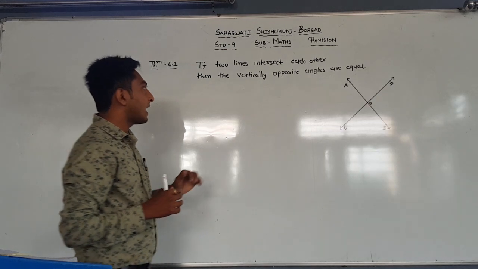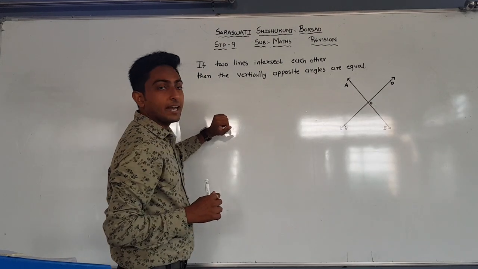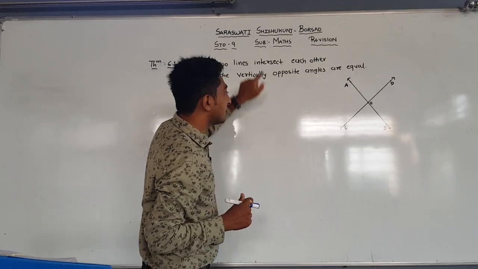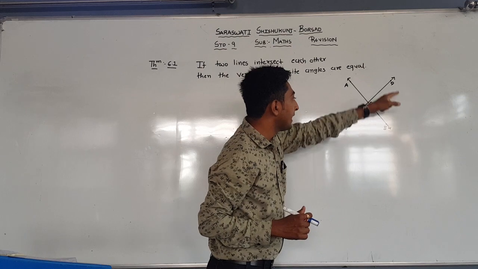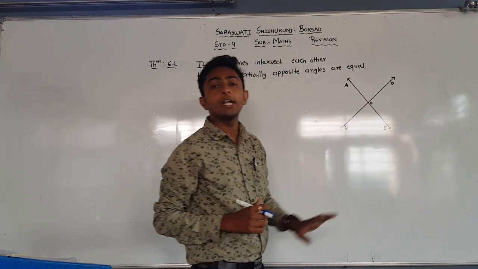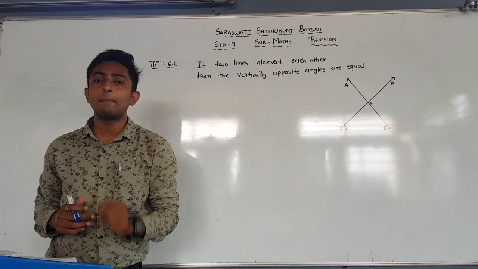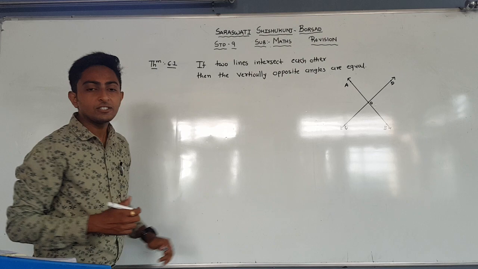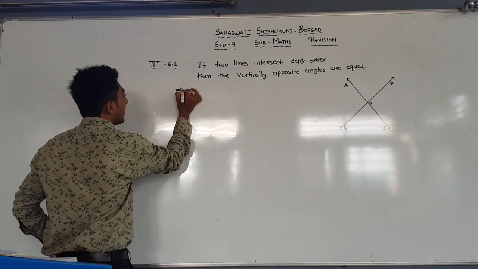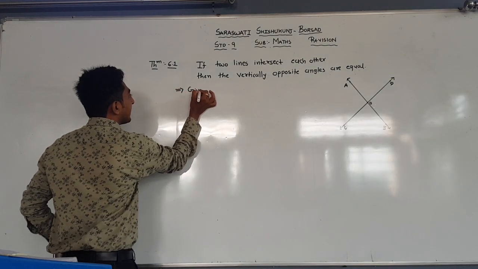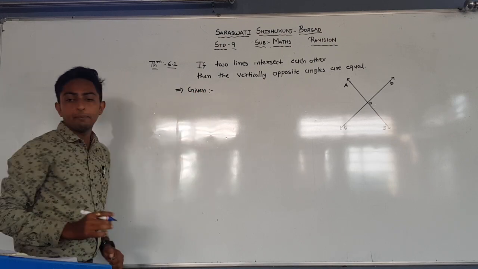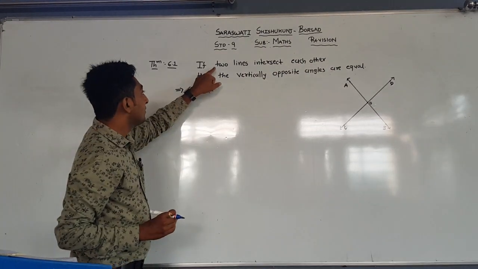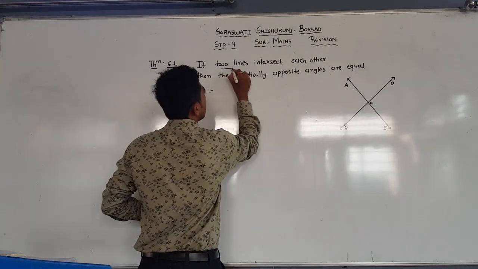First of all, before starting the proof, let us understand how to draw the figure. We have to see that two lines intersect each other. I have drawn two lines and they intersect at point O. Now, there are three parts to writing a proof, to solving the theorem. Let us first discuss the first part, the given part. The given part is the data which is already given in the statement, but written in mathematical form.